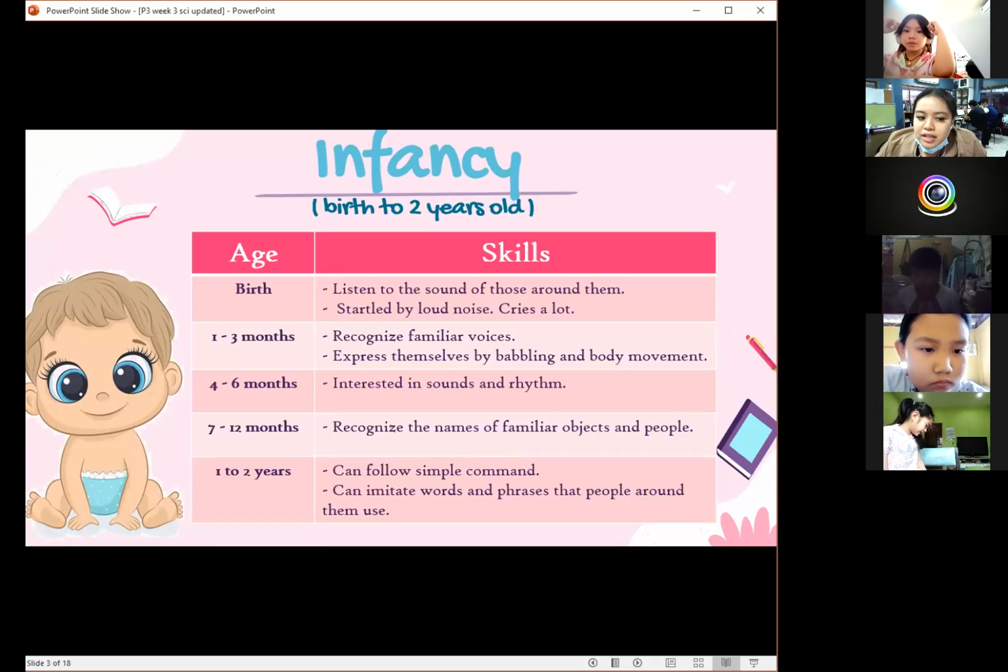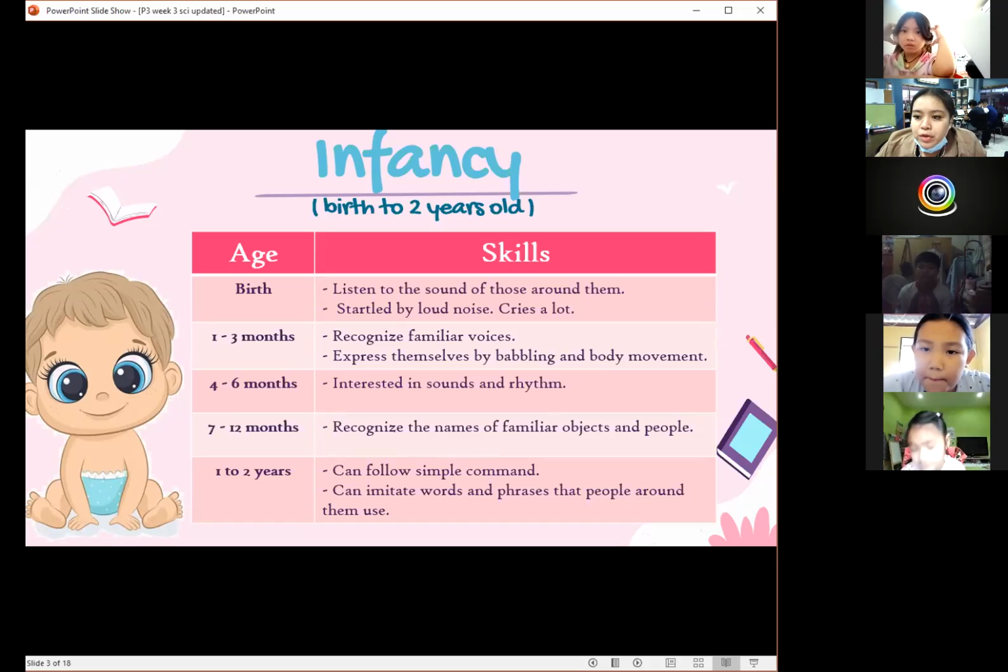Next, 4 to 6 months, they are interested in sound and rhythm. That's why some babies are watching Cocomelon, right? They enjoy watching Cocomelon and other nursery sounds. Next, during 7 to 12 months, they recognize the names of familiar objects and people. They know how to name some things like spoon, fork, pencil, like that. Okay.